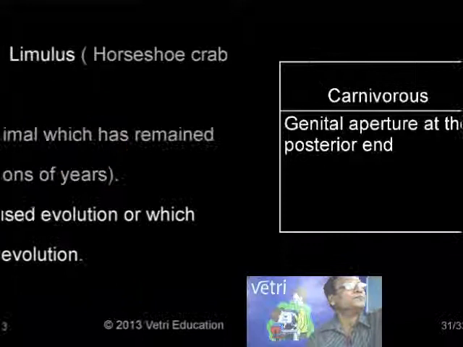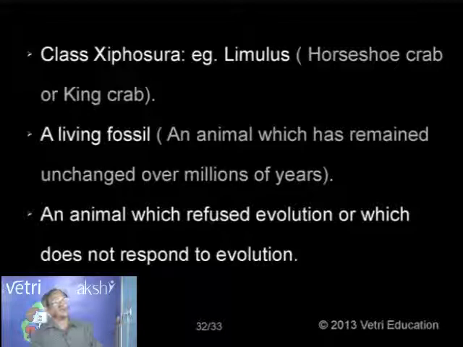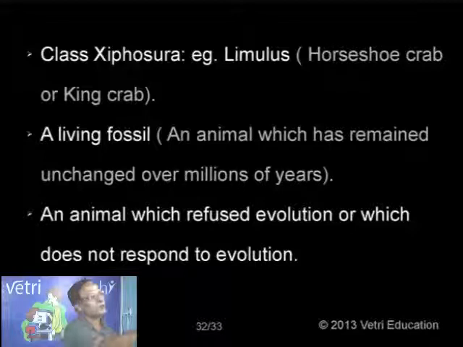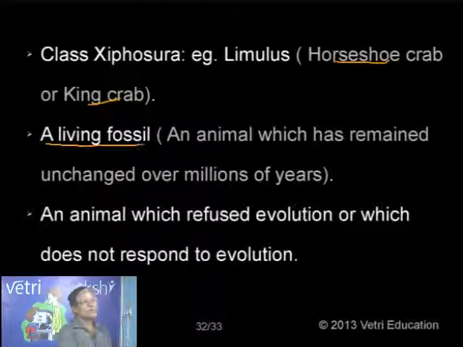Now the class I mentioned, that is Limulus. It has many characteristics, and it is also important from the examination point of view. It's normally called the fossil crab or the king crab. It is called a living fossil. You know, fossil means the remains of the past. So a living fossil means an animal which has remained unchanged over millions of years.